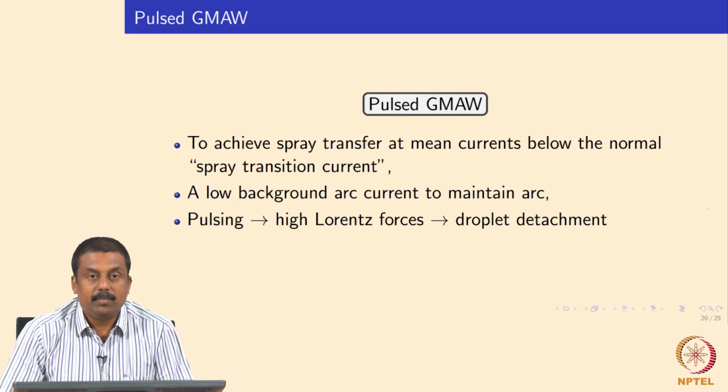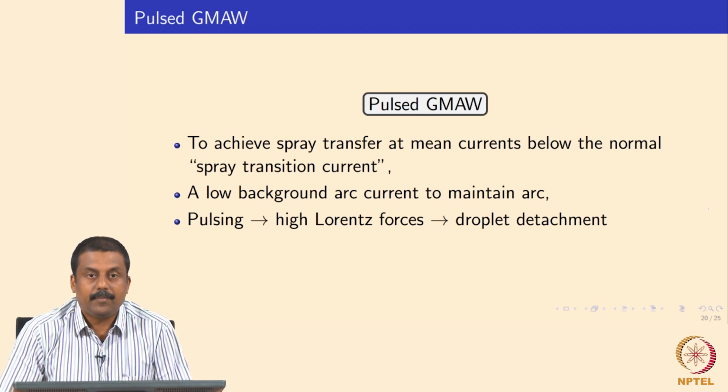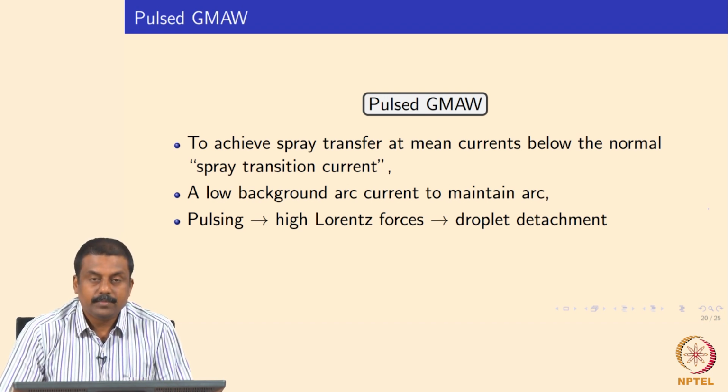So we sometimes maintain a low background current to keep the arc on all the time, because if the background current reduces too much, then your arc may be extinguished, and then during reignition you may also affect the stability of the weld pool. As I explained, because of the pulsing and the IP, the peak current induces high Lorentz forces which aid droplet detachment. When IP is given, the peak current promotes the droplet transfer in spray mode.